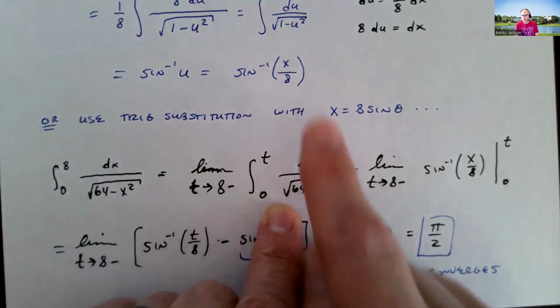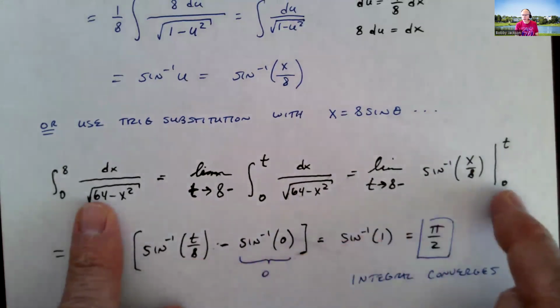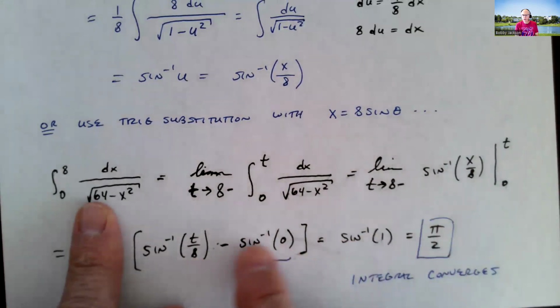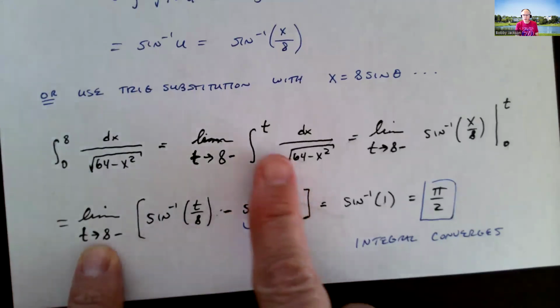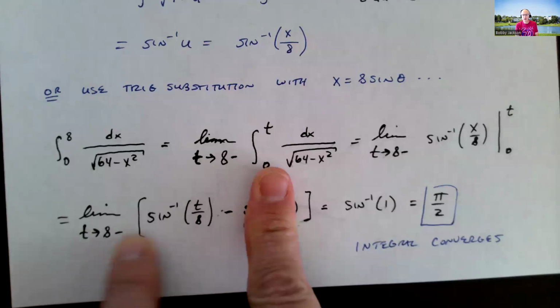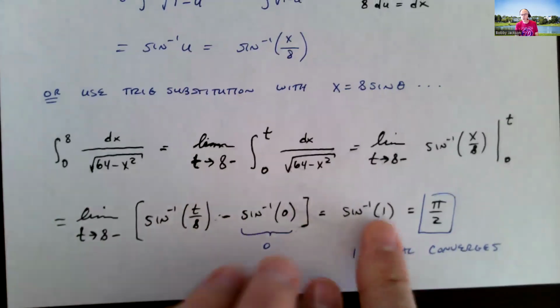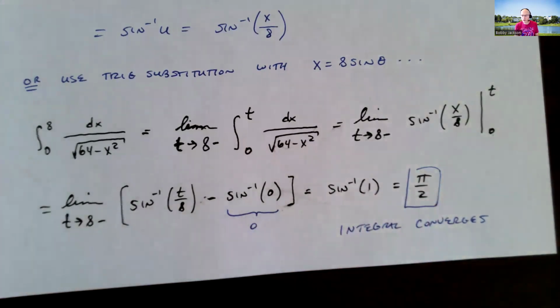So what's the antiderivative? Well, we found that. That's inverse sine of x over 8. I plug in t and then plug in 0. Of course, 0 divided by 8 is 0. The arc sine of 0 is 0. And now, what's this approaching as t approaches 8? Well, it's getting closer and closer to 8 over 8, sine inverse of 8 over 8, or sine inverse of 1. That's what it's approaching, sine inverse of 1. Well, arc sine of 1 is pi over 2, since sine of pi over 2 is 1. And that is the value of this definite integral.